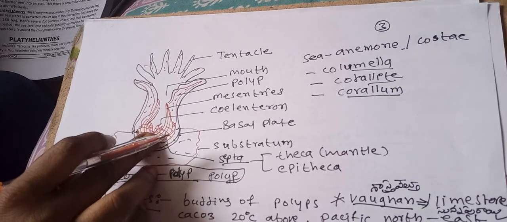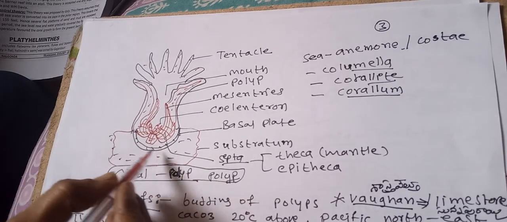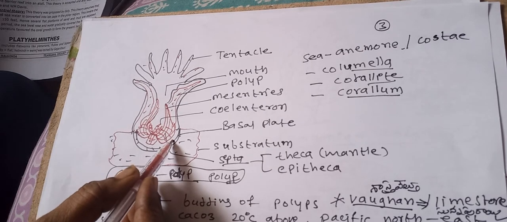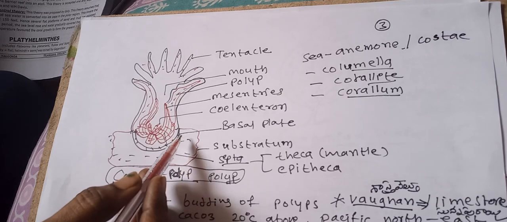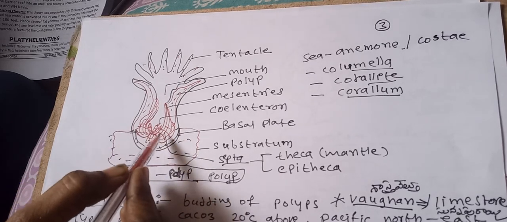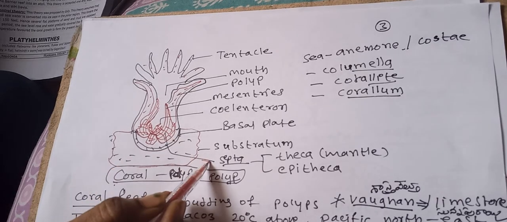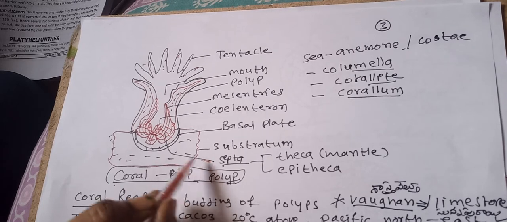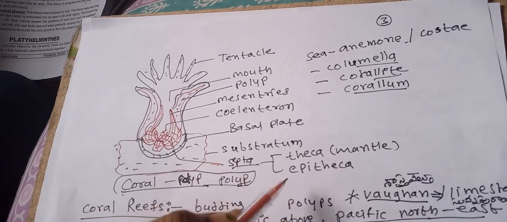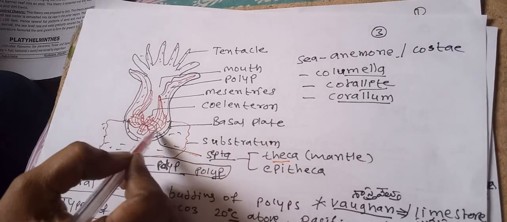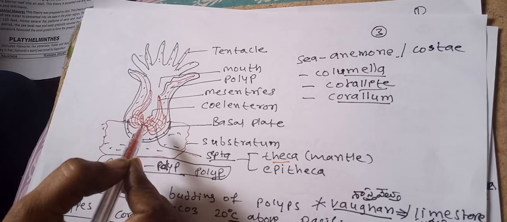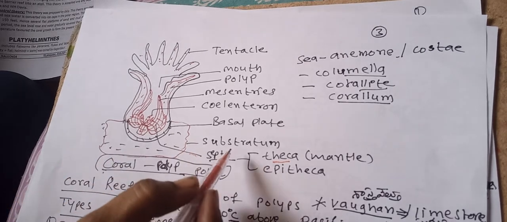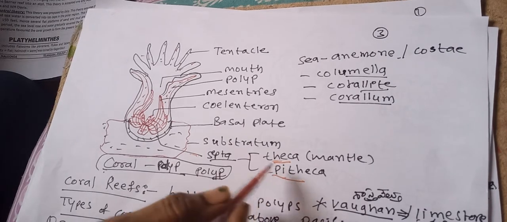During the formation of coral, first of all a basal plate is secreted between the base of the polyp and the substratum. On the basal plate, a number of vertical ridges are there, called septa. The outer edges of the septa fuse together to form the theca. Another calcareous covering is formed, called the epitheca, theca and epitheca.